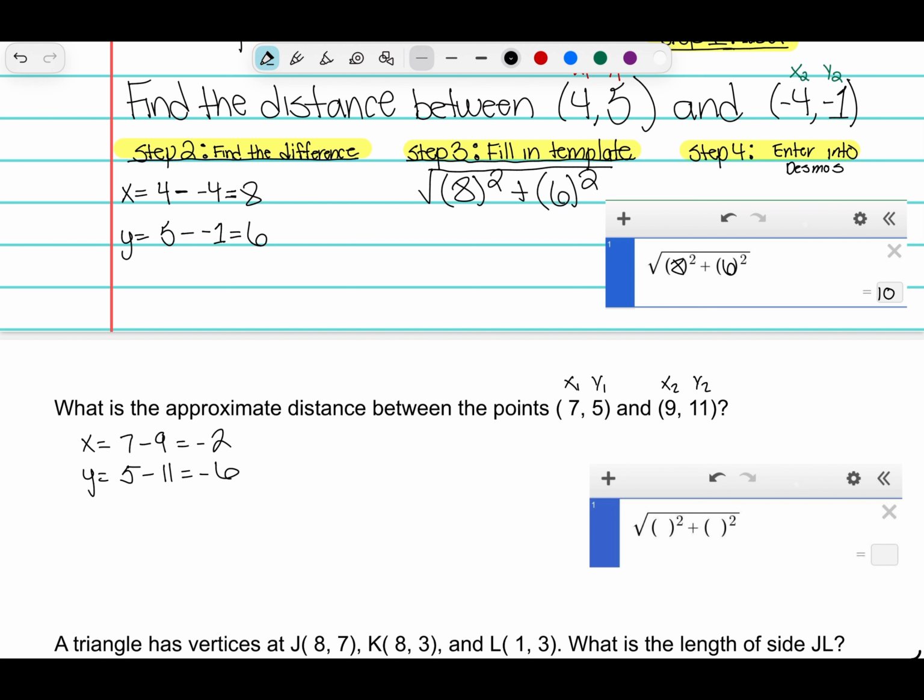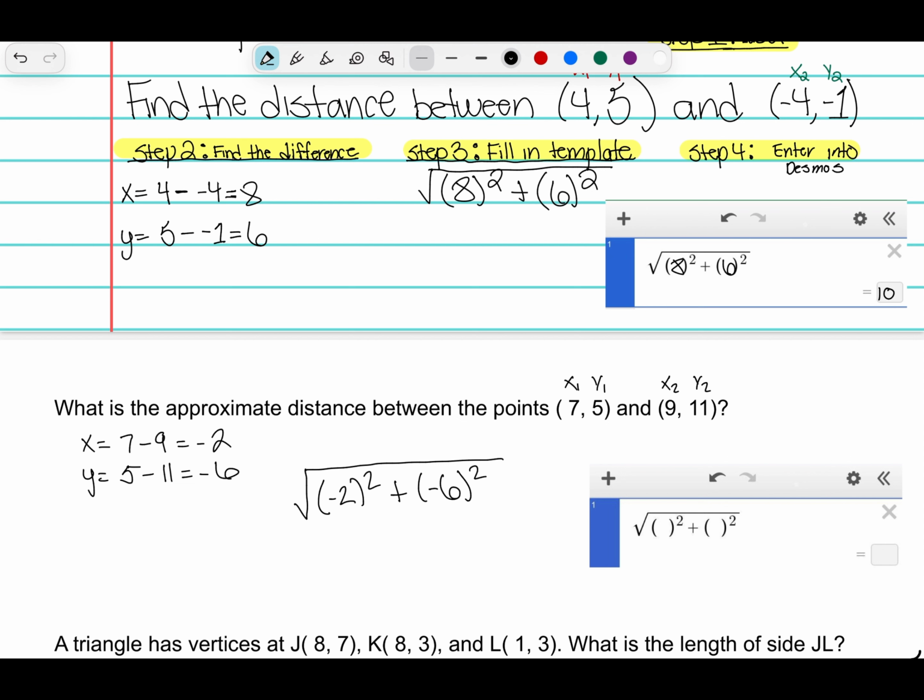Now once we do that, we're going to fill in our template. So our template starts out with the square root symbol. Then we do a parenthesis. We got -2 squared plus open parenthesis -6 close parenthesis squared. Now we have our template. Now we go to Desmos and we type that in.